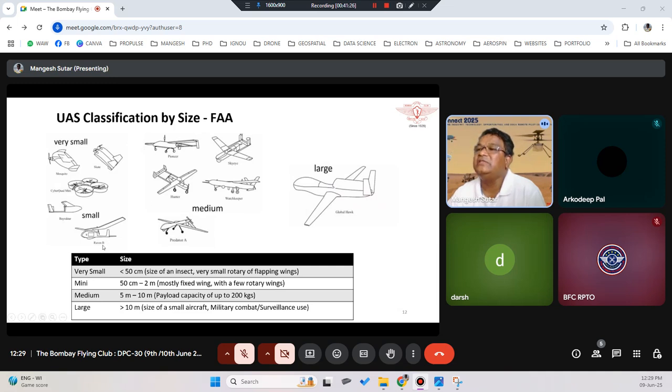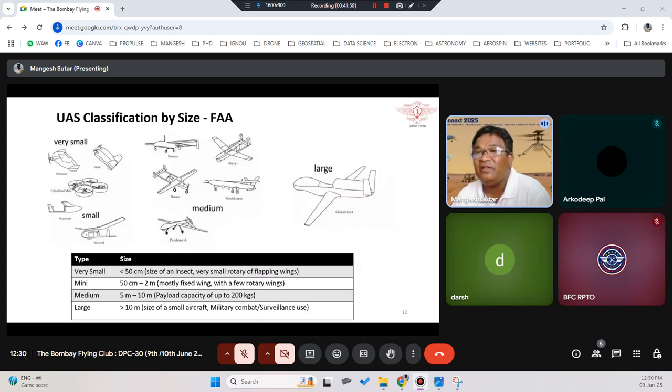Whereas small is like Raven, Bike Star, or very small. These are all very small, for testing, or people are developing or maybe using them for small surveillance spying activities only. So that's how the US, or the FAA, classifies with respect to the size: very small, small, medium, or large. That's how the other countries classify drones with respect to the range, altitude, and size.